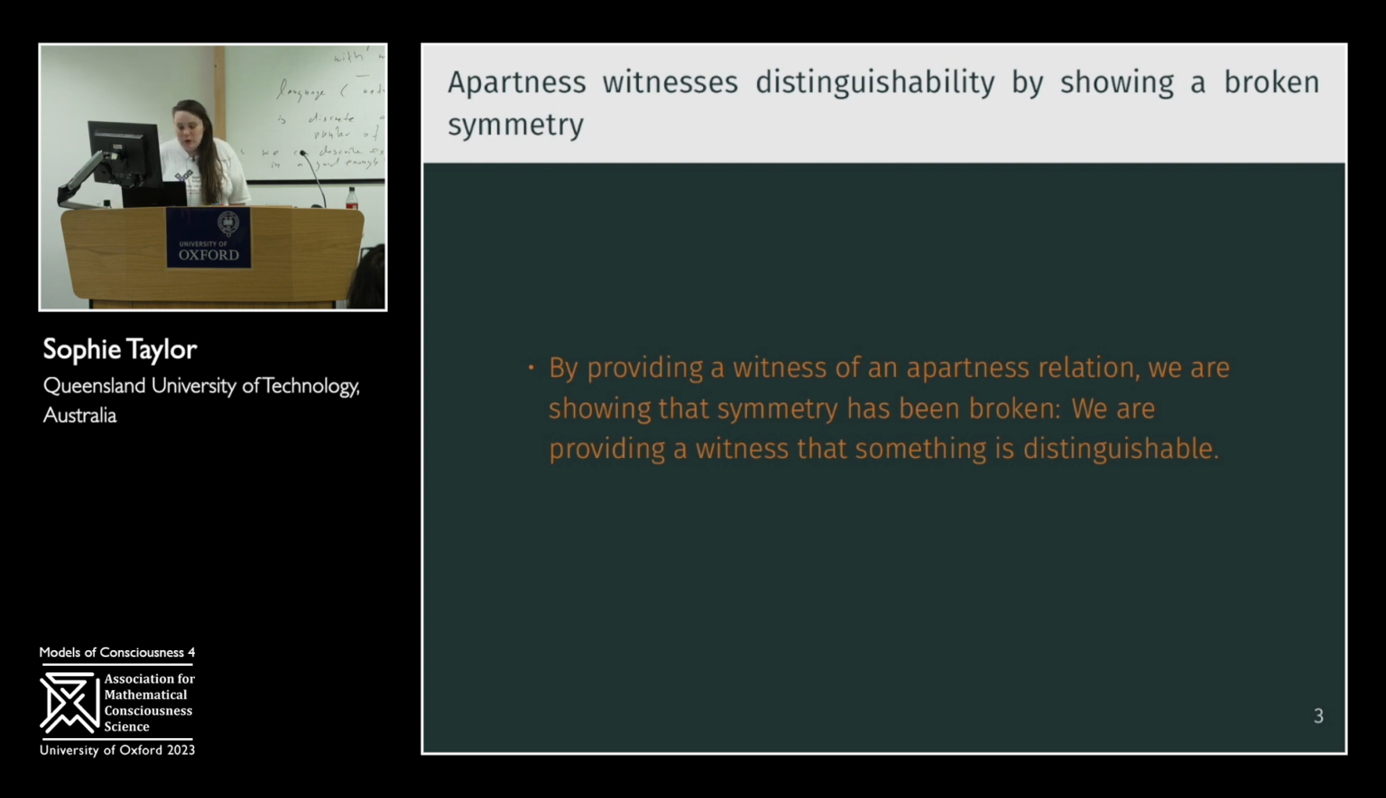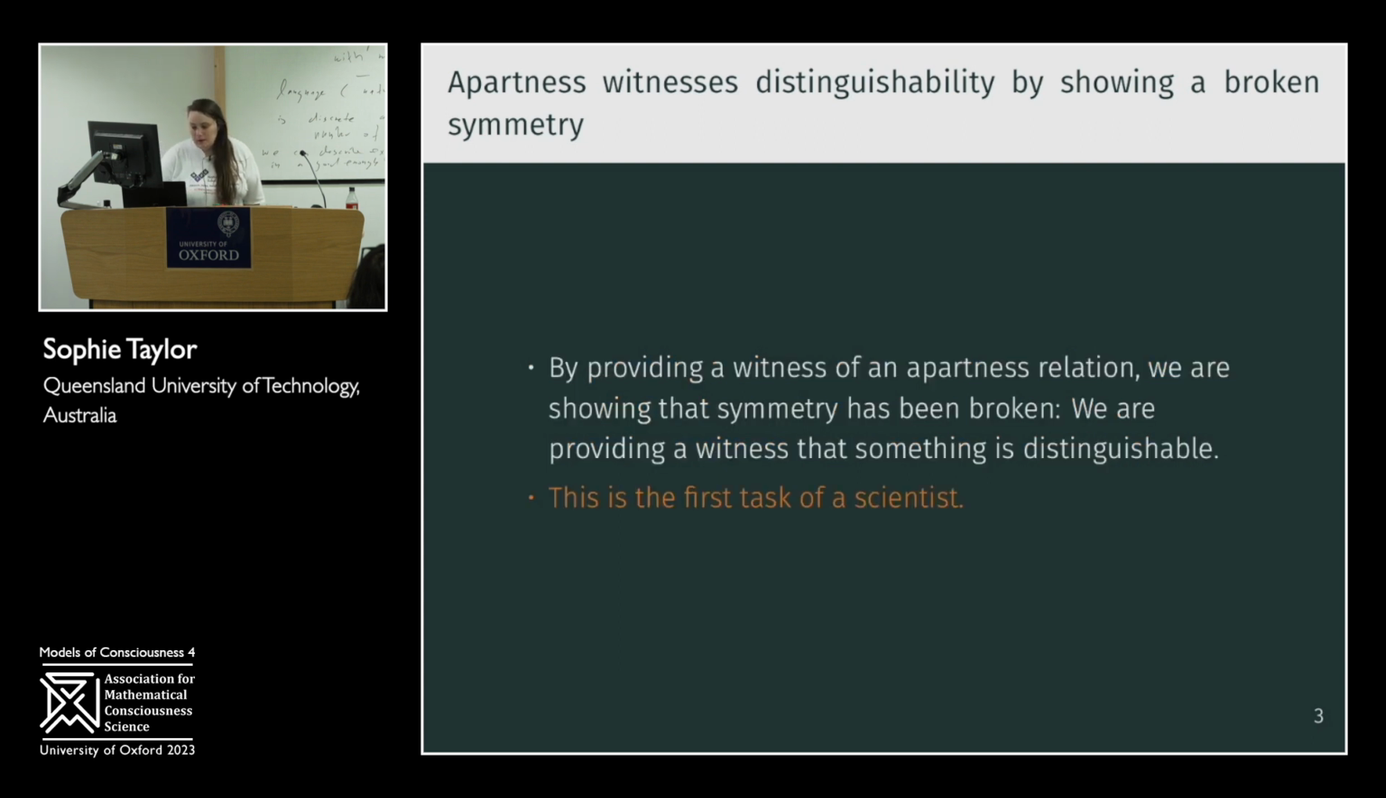By providing a witness of an apartness relation, we are showing that its associated symmetry is broken. We are showing that two things are distinguishable, and therefore they must be something fundamentally different. Incidentally, this is the first task of the scientist. In studying a new phenomenon, the first thing to be done is to look for ways to distinguish between classes of instances of that phenomenon.